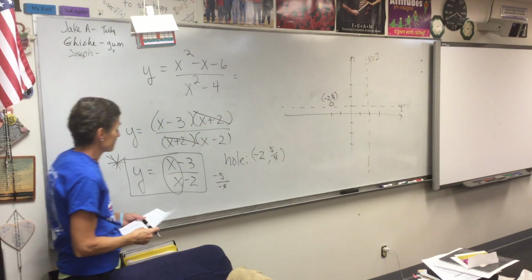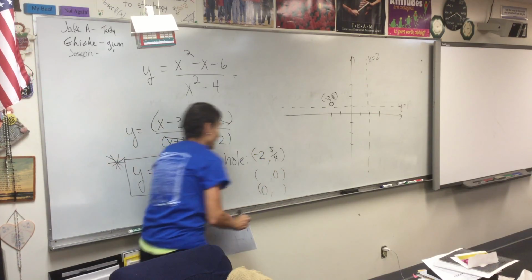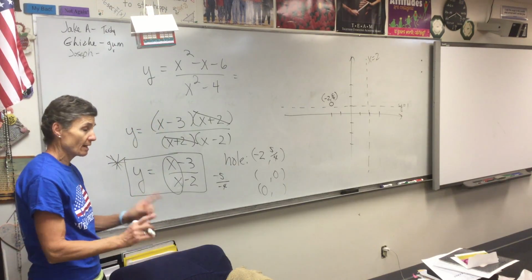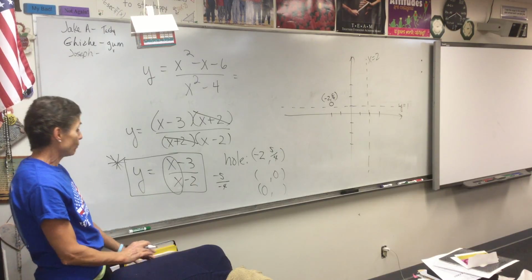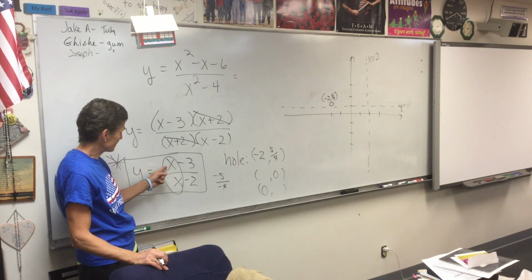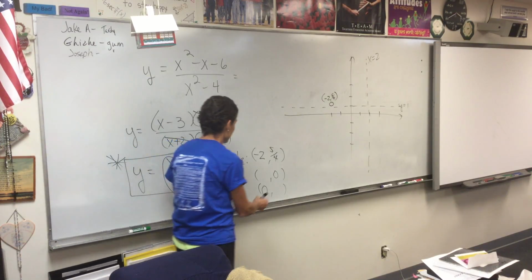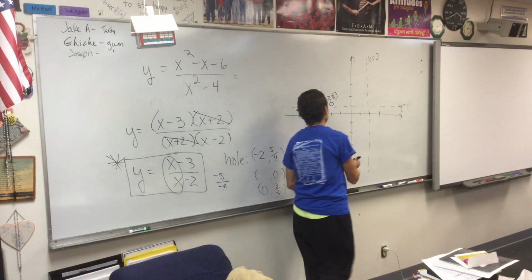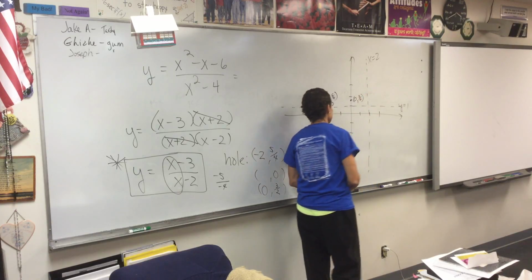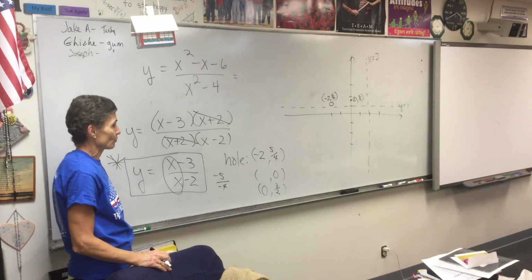Now I need my intercepts. Remember, your intercepts are points, and they are points where x is 0 or y is 0. One at a time. You do one at a time. So if we let x be 0, if we put 0 in for the x's, we get negative 3 over negative 2, which is 3 halves. So I'm going to plot the point 0, 3 halves. If x is 0, I plug it in, and y turns out to be 3 halves.